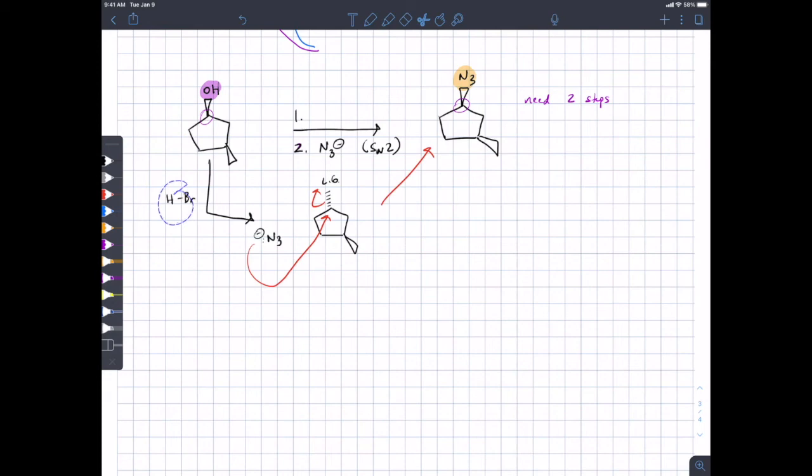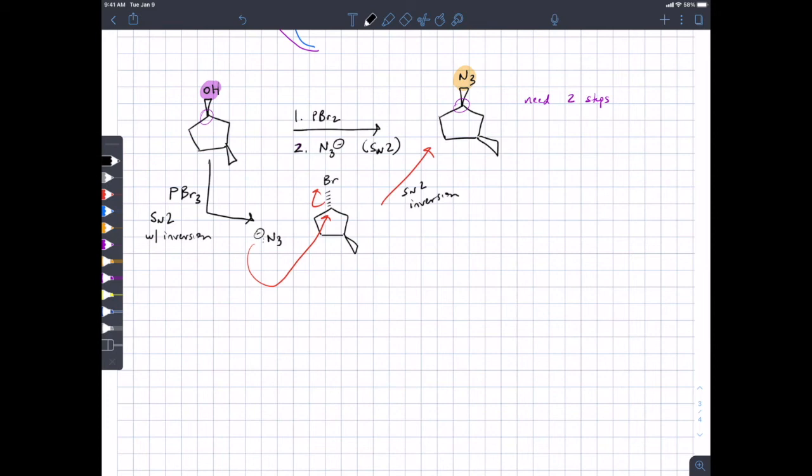No, because we go through a carbocationic intermediate and lose stereochemistry. So if we use PBr3, we can convert the OH into a good leaving group. PBr3 does that. It replaces the OH with the bromide via an Sn2 reaction with inversion. And then we go through a second Sn2 reaction with inversion, and that gives us the final desired product.